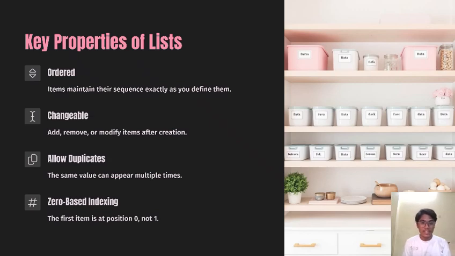Key properties of lists: ordered, changeable, allow duplicates, zero-based indexing. Ordered, in a sense, items maintain their sequence exactly as you define them. Changeable, in a sense, add, remove, or modify items after creation. We can add, we can remove, and we can modify the items in the list.